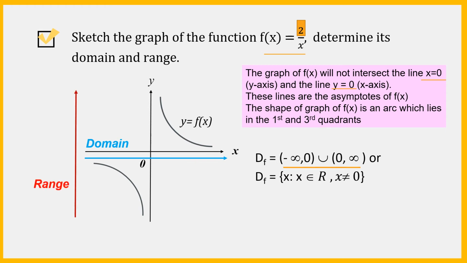The range of the function is the vertical extent of the graph that takes any value of y in R, except y equal 0. Hence, the range can be written as (negative infinity, 0) union (0, infinity), with round brackets, or in set form, for all values of y in the real number system R, and y cannot be 0.